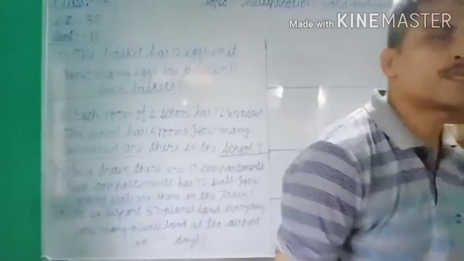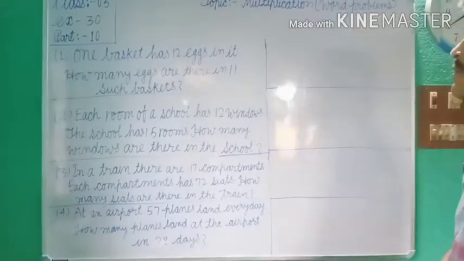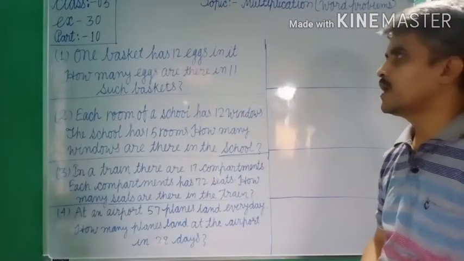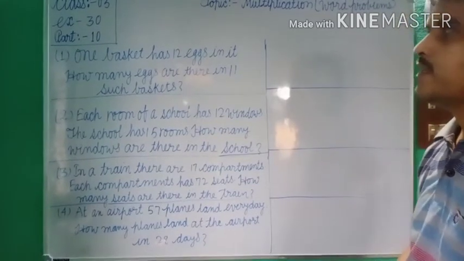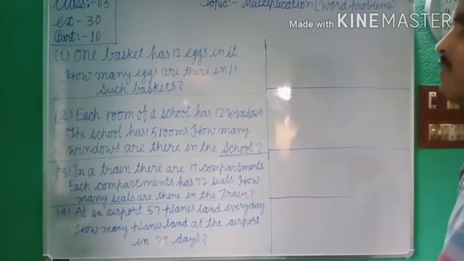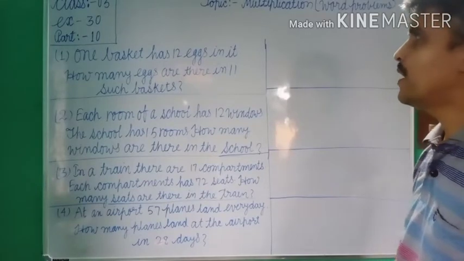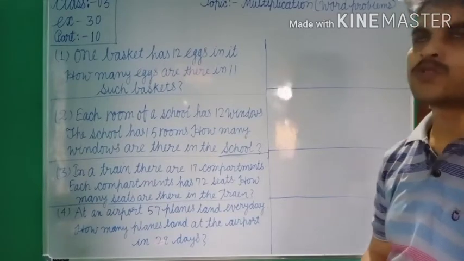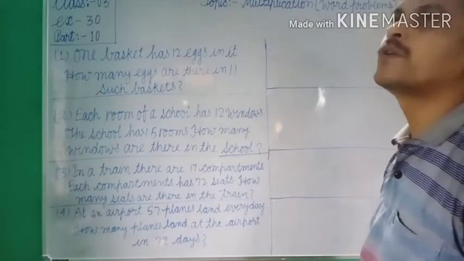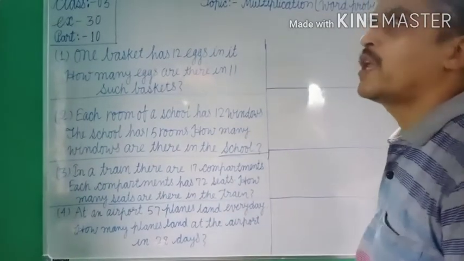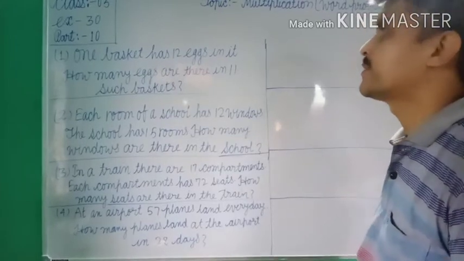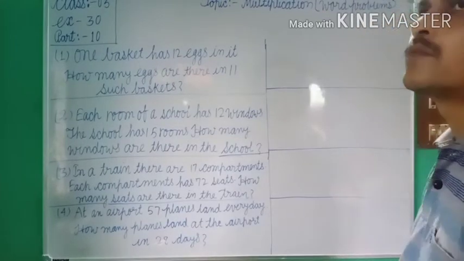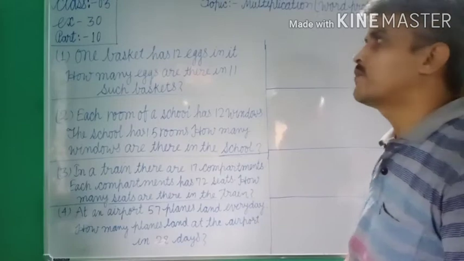Word problems. Your first word problem. One basket has 12 eggs in it. Students, first of all you read the word problem 1 time, 2 times. When you understand, then you solve it. So I read, you listen carefully.